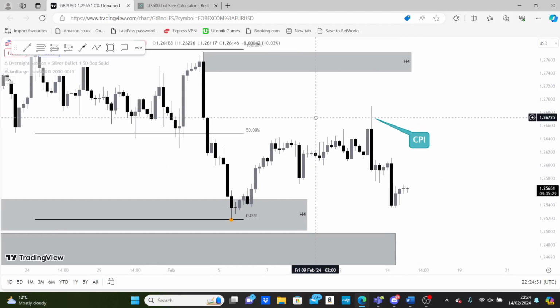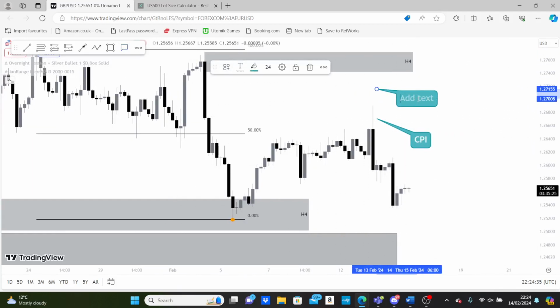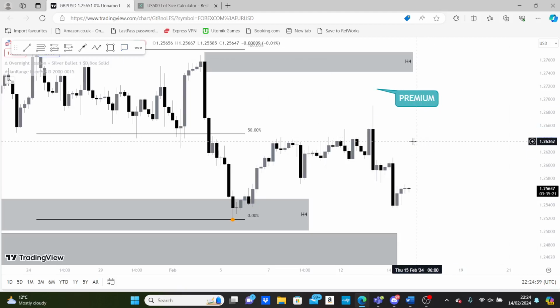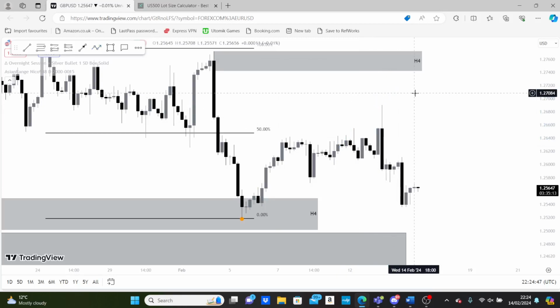And up until that point, what we were looking for essentially was for price to mitigate or come into this premium zone over here. So we were looking for buys into the premium, okay? So what we were looking for essentially is for price to come into this region, which it did through CPI. So we're now going to dissect how you could have got involved in a trade prior to CPI this week, okay?